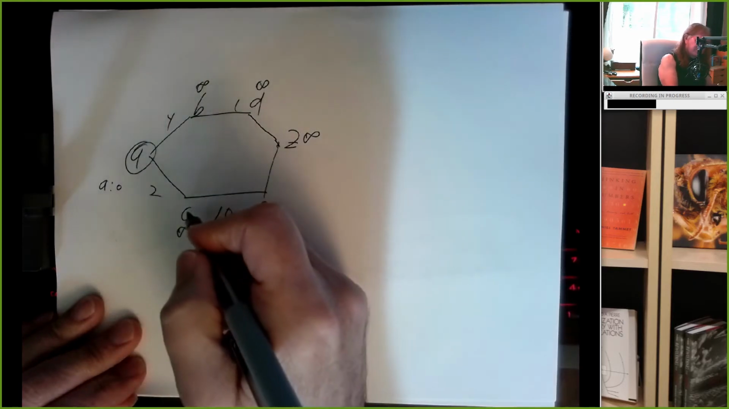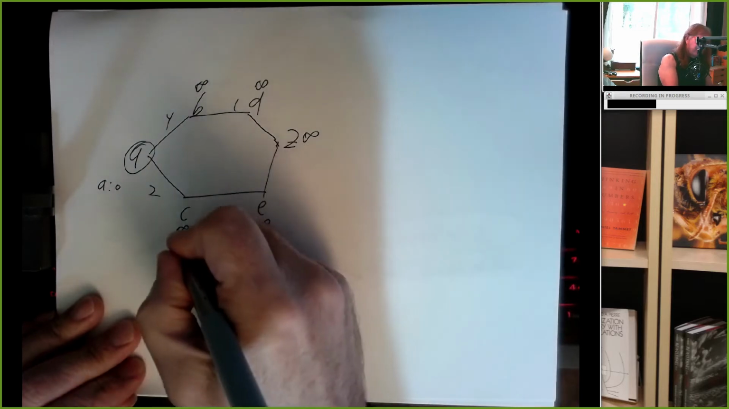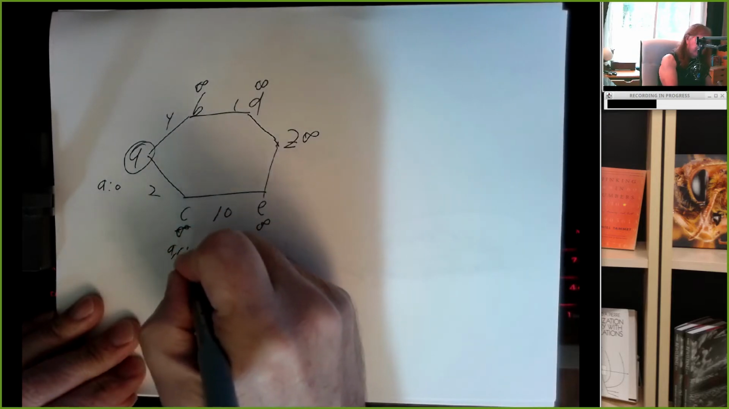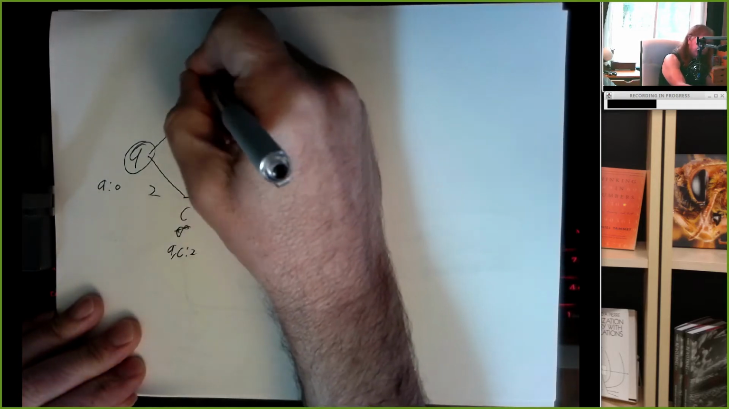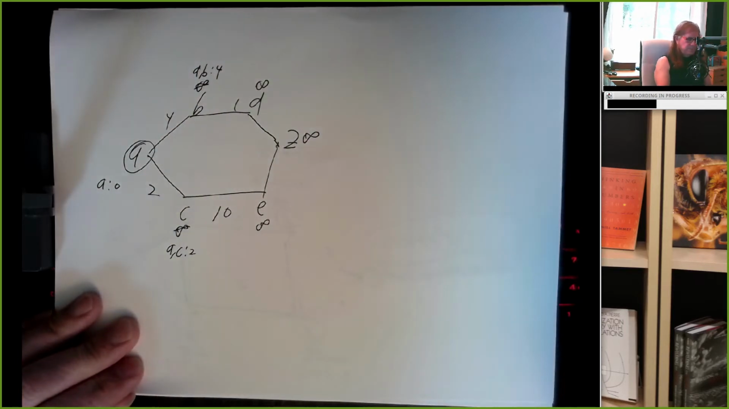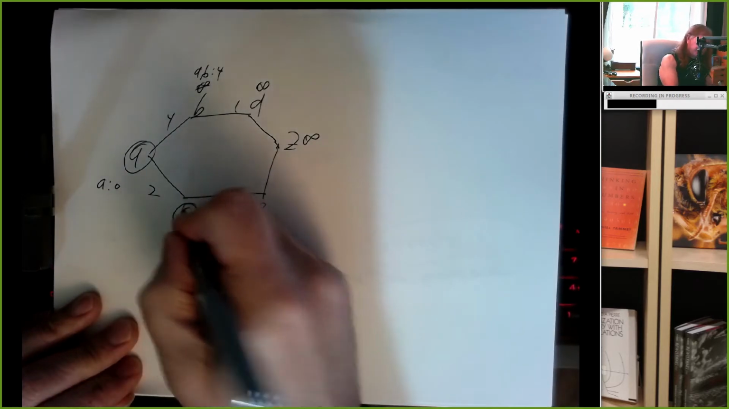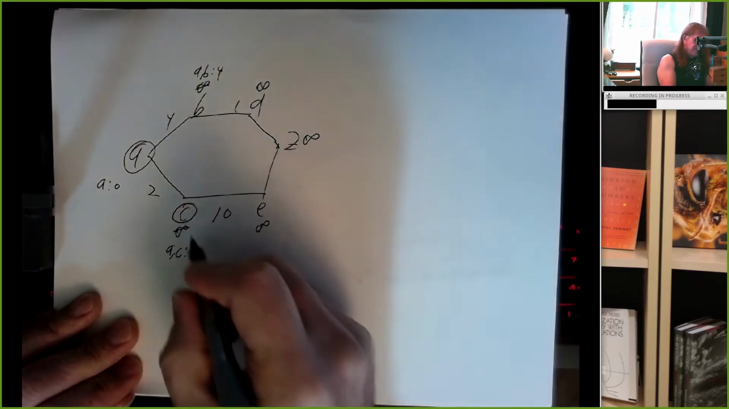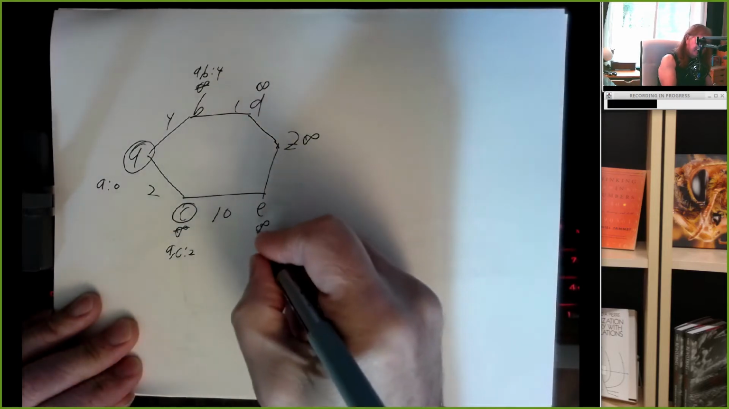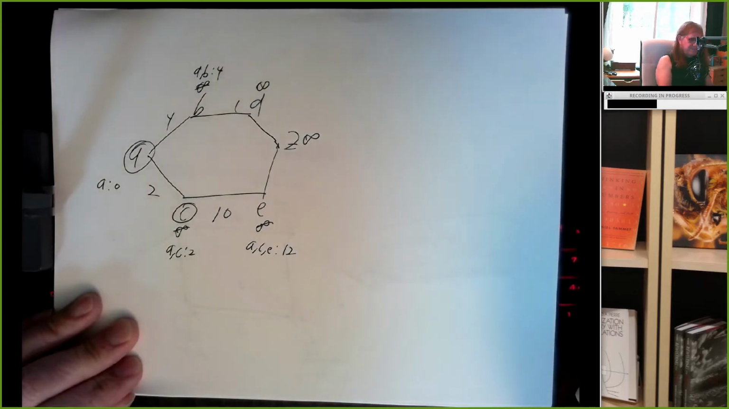And so we'll say, okay, relax the distances from here, so this could be a distance of 2, and this could be a distance of 4. And then let's visit the closest node, which will be this one, and relax the distances, and this will be a distance of 10, so ACE would be 12.